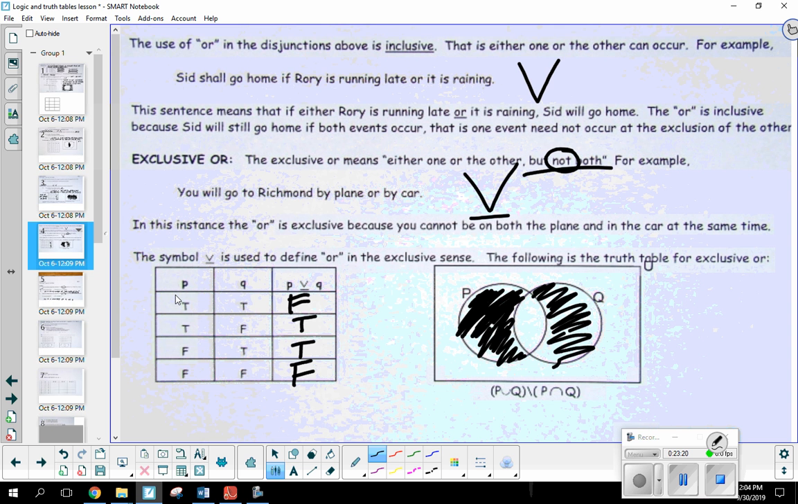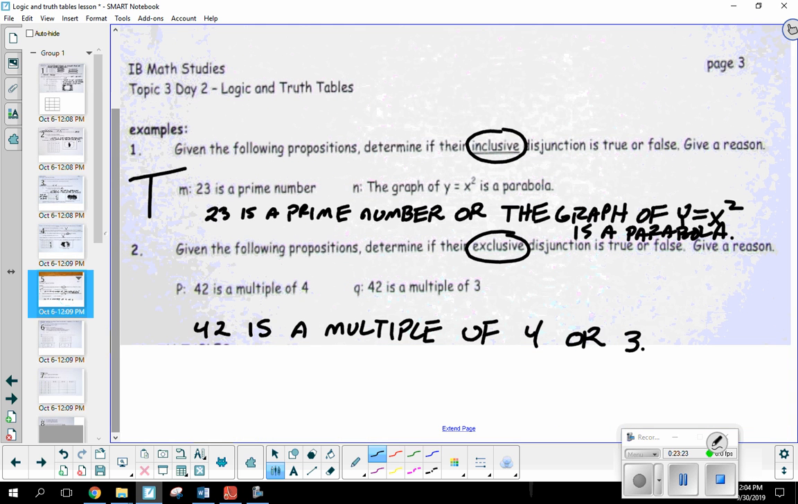Okay, so if I come back over here, is 42 a multiple of 4? No, that is false. Is 42 a multiple of 3? That's true. So even though it contains one part that's false, this statement is still true. One or the other, but not both, gives you a true statement. Okay. Is everybody okay with that?